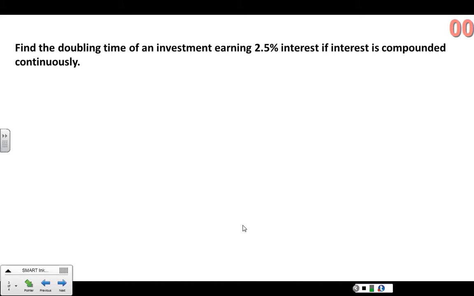Find the doubling time of an investment earning 2.5% interest if the interest is compounded continuously. So we know the formula for continuously compounded interest is principal times e to the rt. So we want to know how much time it would take to double. The doubling time means how much time it would take to double the principal. So the amount would be double the principal. The principal we don't know. The 2.5% is the interest rate. So we're trying to solve for t.